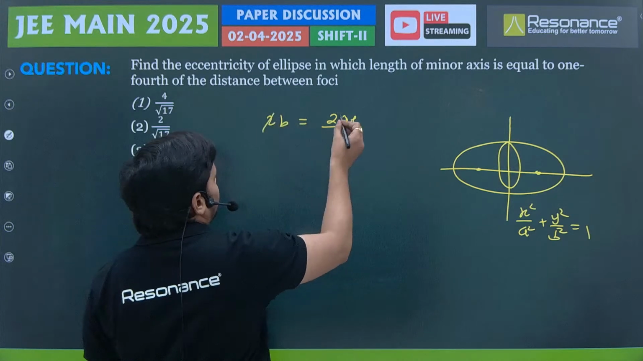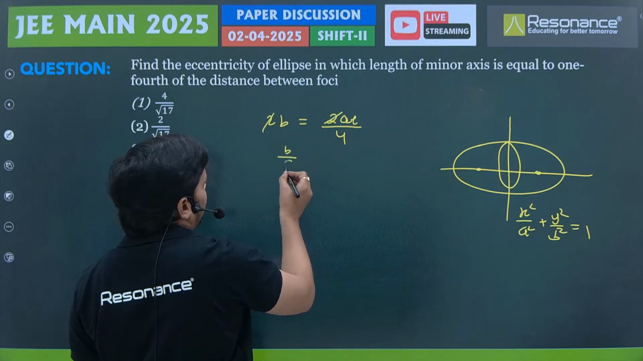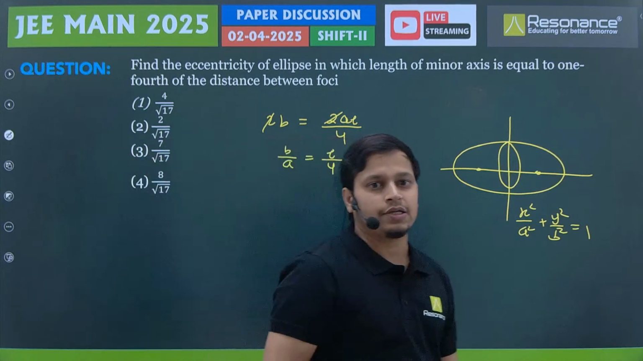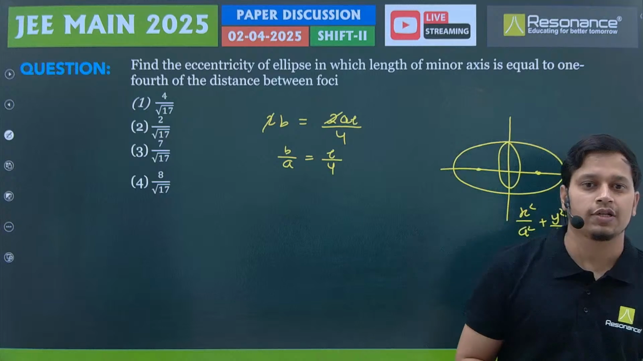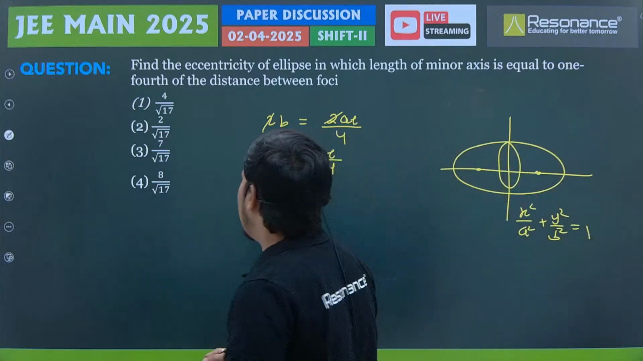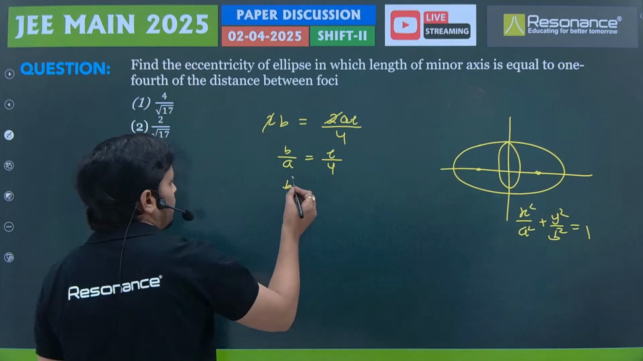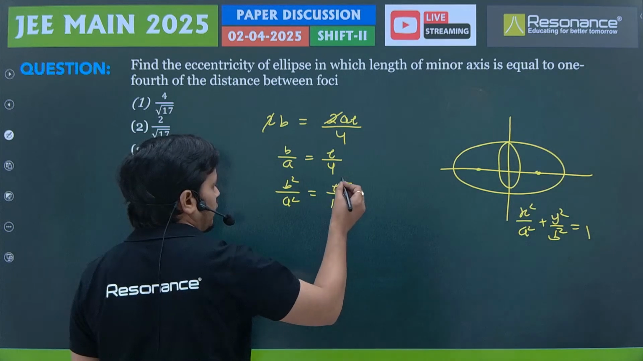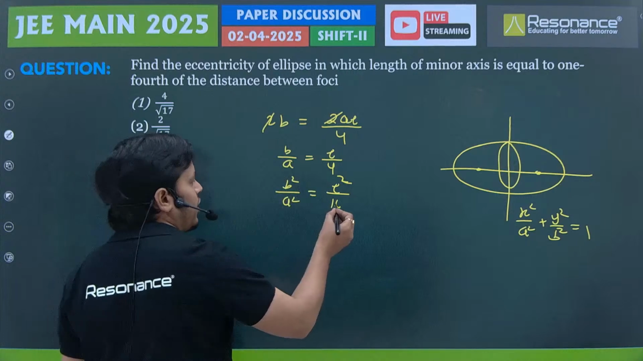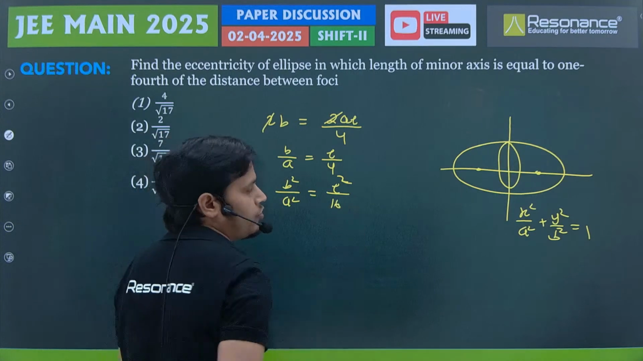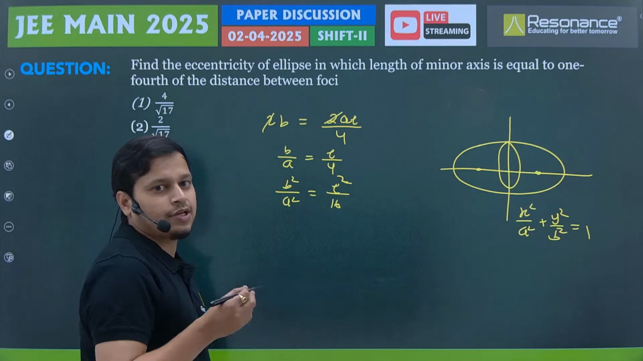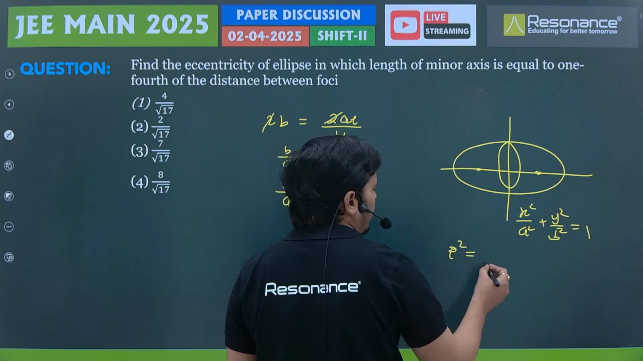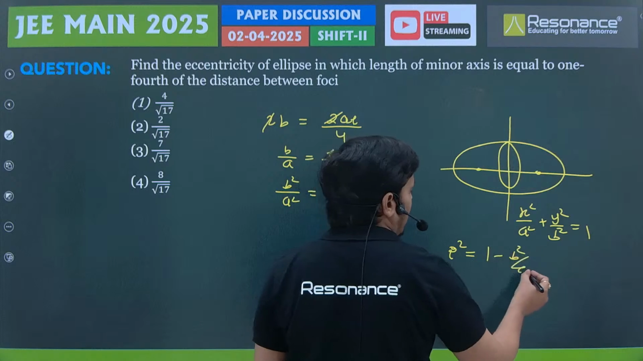Okay, 2 to cancel. Here I can write b by a equal to e by 4. Now what you want? Eccentricity. So I am going to change this complete equation in terms of eccentricity. Okay, I am taking square on both sides. b square by a square equal to e square by 16. Now to replace b square by a square in terms of e, either use the formula of eccentricity or use the relation between b square, a square and e square. By the way, what was the value of e square? 1 minus b square by a square.